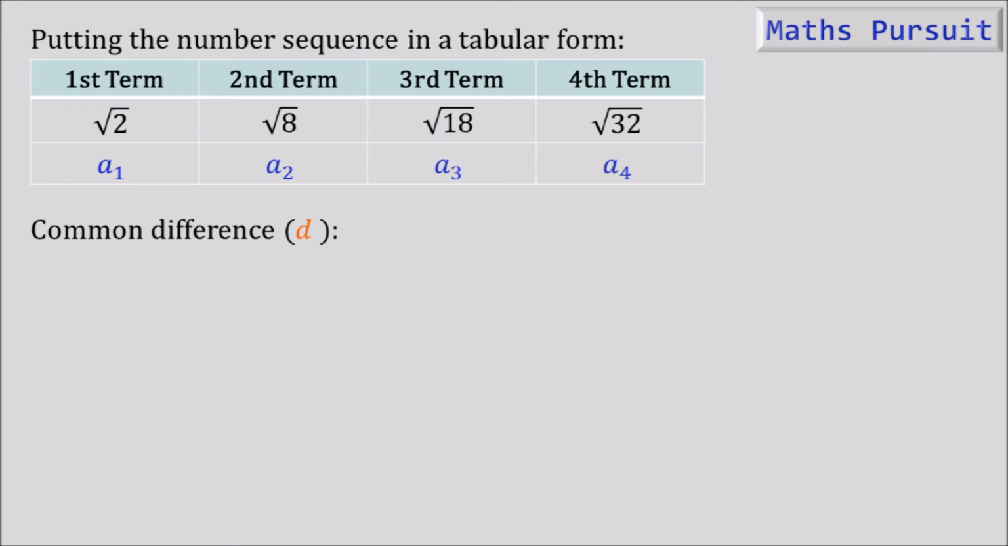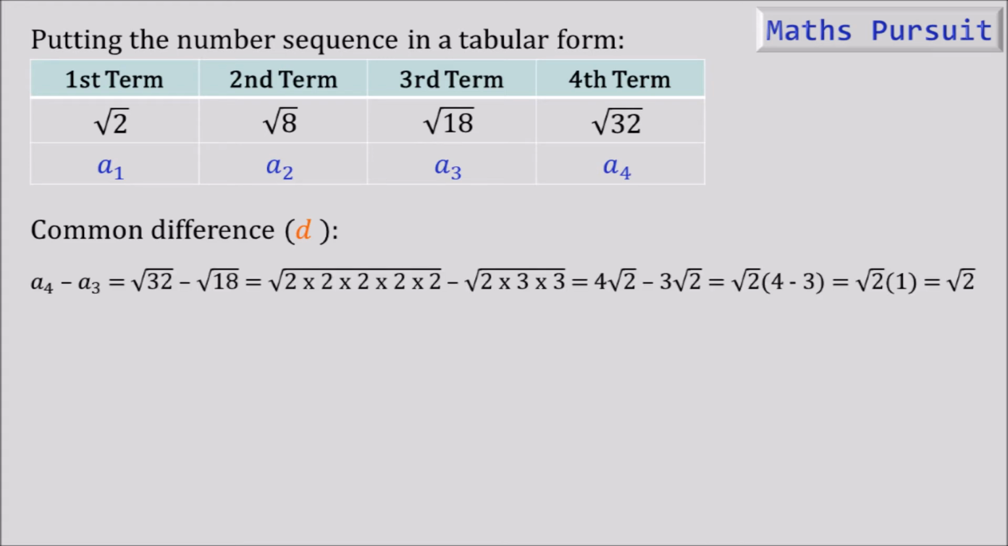So here we are going to find out the common difference between fourth term and third term, that is A4 minus A3. So that is equal to root 32 minus root 18. And after solving, root 32 is nothing but 2 into 2 into 2 into 2 into 2, minus root 18, which is 2 into 3 into 3. So that is equal to 4 root 2 minus 3 root 2. That is equal to root 2, taking root 2 as common, and in bracket we are getting 4 minus 3, and after solving that we are getting root 2 into 1, which is nothing but root 2.